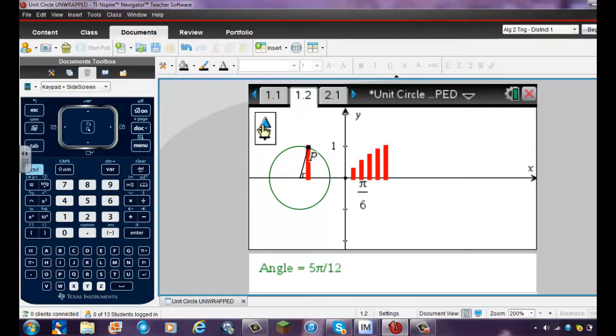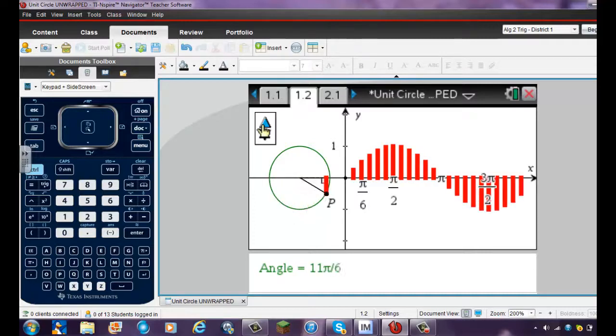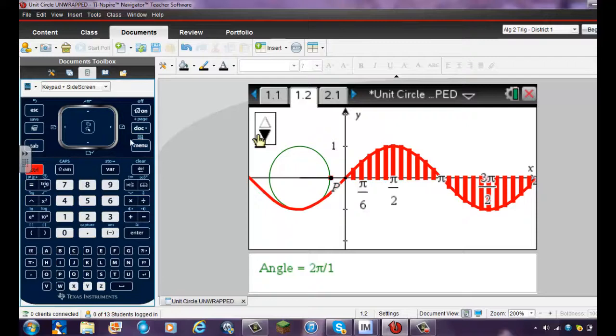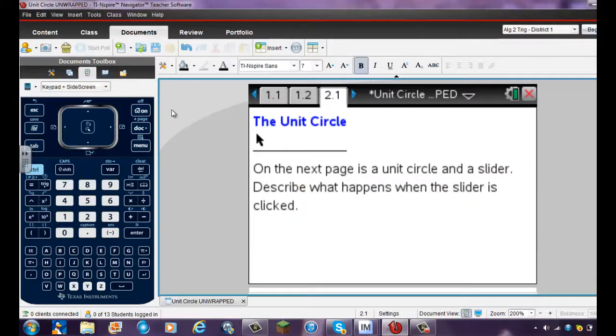We used to do this with spaghetti, with uncooked spaghetti in the old days. We would measure and break. But now that we have technology, we can do it in 2 seconds. And what it does is it shows you those lengths, those y heights transferred over, and there you get your sine curve. You can do the same thing on page 2.2.